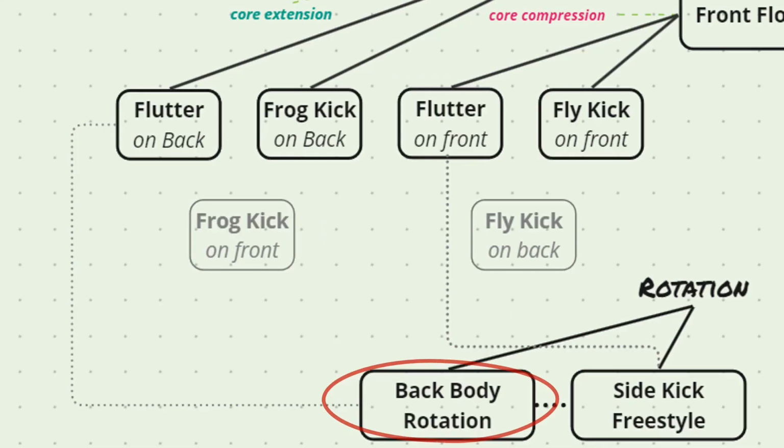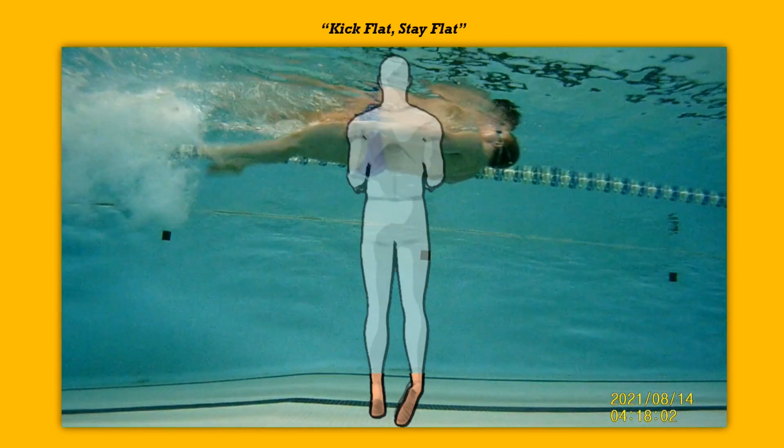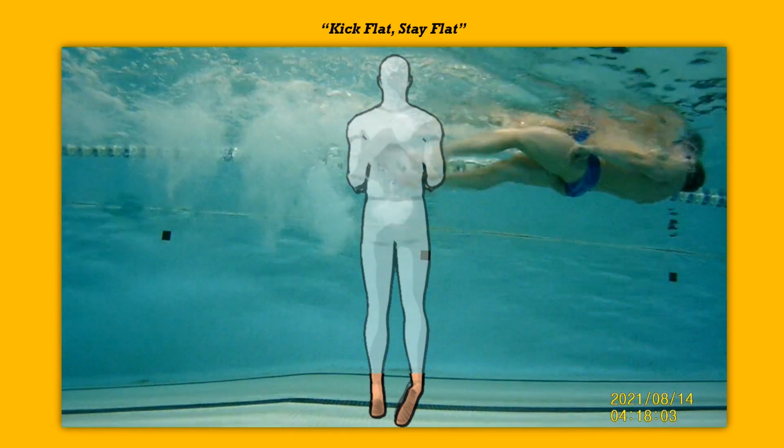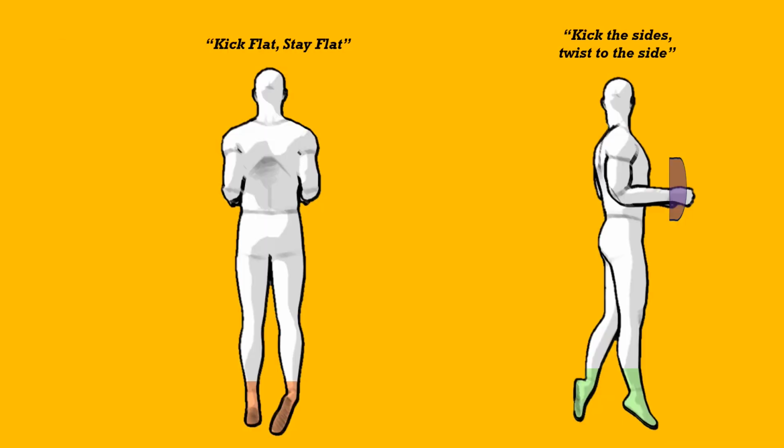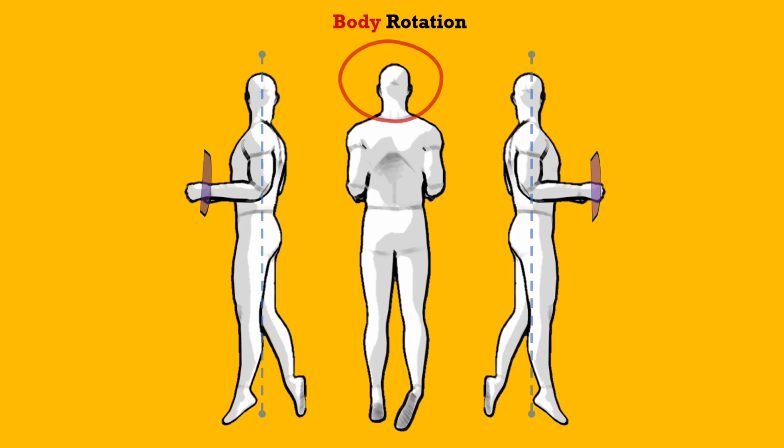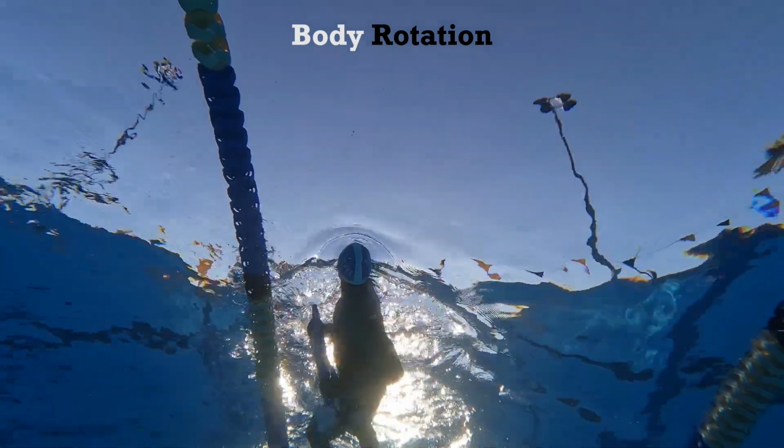Let's kick it off with body rotation. A swimmer who is proficient at kicking in one direction will have greater potential to quickly learn body rotation. The head here is the stable point, while the shoulders and hips are the mobile point.